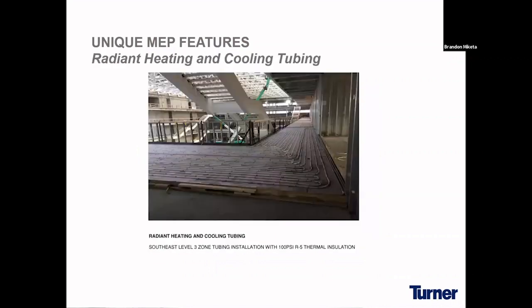Another unique feature shown here is the radiant heating and cooling within the atrium space and all the surrounding walkways that Jeff has spoken about. There's 8.5 miles of tubing in this building, and this system functions as supplemental heating and cooling within that large atrium space.